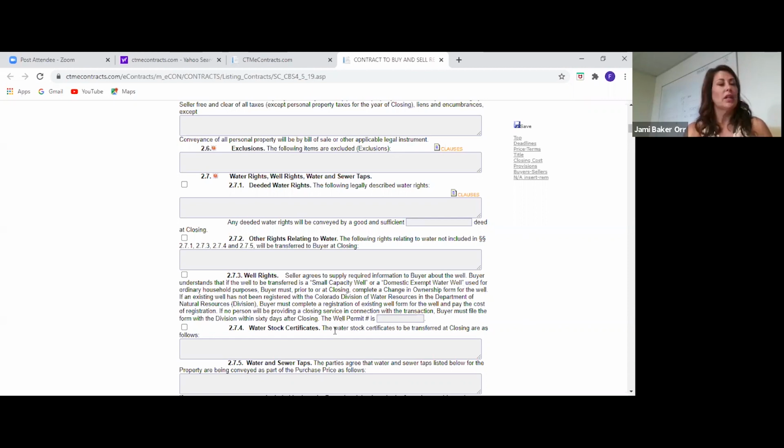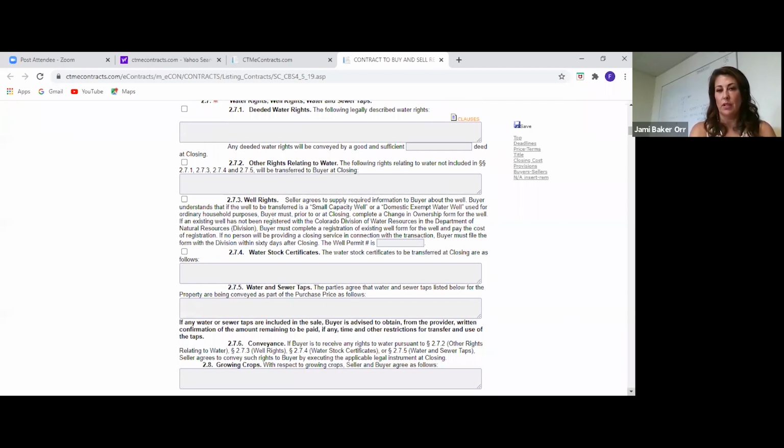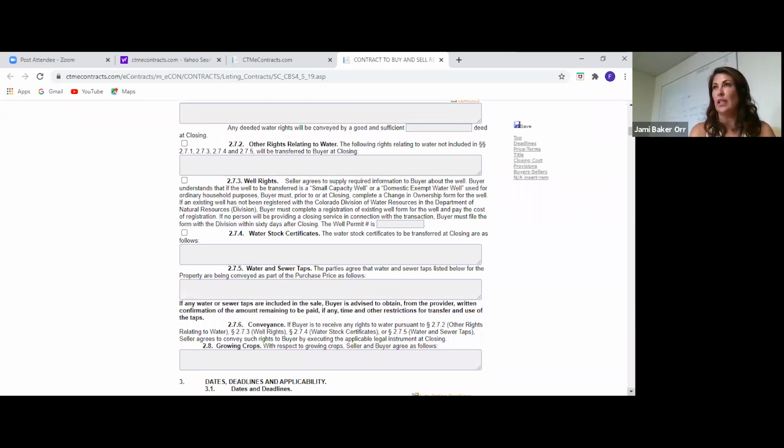And then water and stock certificates, that is going to be like Bessemer ditch shares. They're actually stocks in the share. And then water and sewer taps. That's where you would put, if it has one, where it's at and that it's included in the sale.